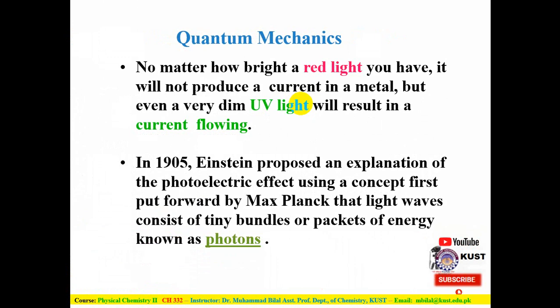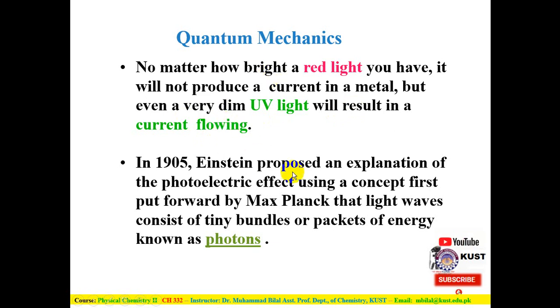Then quantum mechanics said that no matter how bright, how intense the red light you have, it will not produce a current in the metal. But even a very dim, very small UV light will result in a current flow. So Einstein gave an explanation for that.